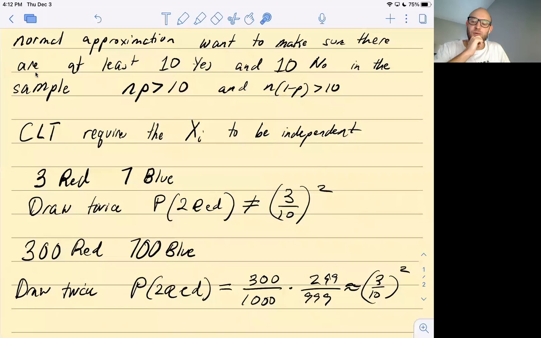Yeah, so if you have at least 10 of each, then you're always guaranteed to have at least 10. Let's see here. That's a good question. Why is it exactly 10?